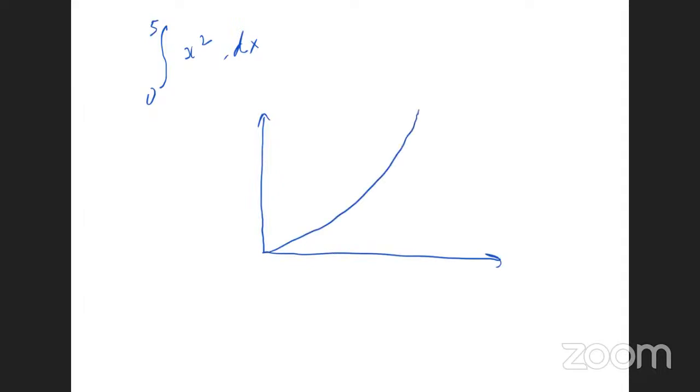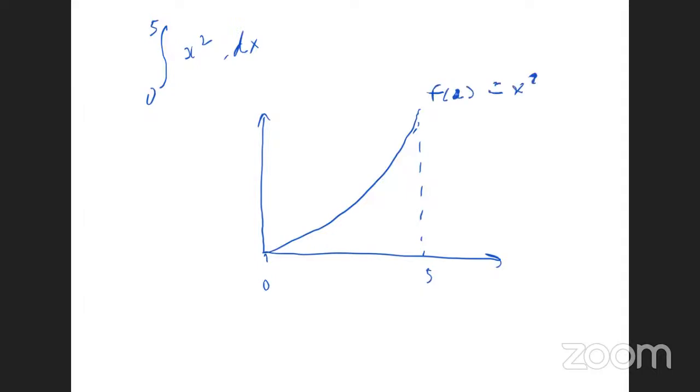Let's say you have to integrate some function, say x squared between 0 and 5. You could obviously work that out. You could integrate it and then plug in 0 and 5. But there's a rule called the trapezium rule that could be used to estimate it. Let's say you wanted to find the integral between 0 and 5 of the function x squared.